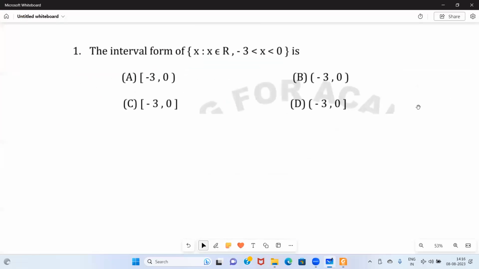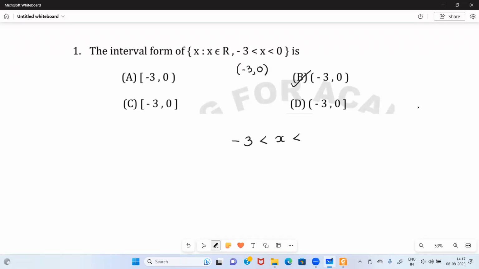First one, the interval form of x, where x belongs to the set of real numbers from -3 to 0. As you can clearly see, it is only less than, it is not less than or equal to. Therefore, -3 is not included. 0 is not included, but everything between -3 and 0 is included. So the right answer for this will be -3 to 0. Correct, students? So which of the options is correct? Second option.